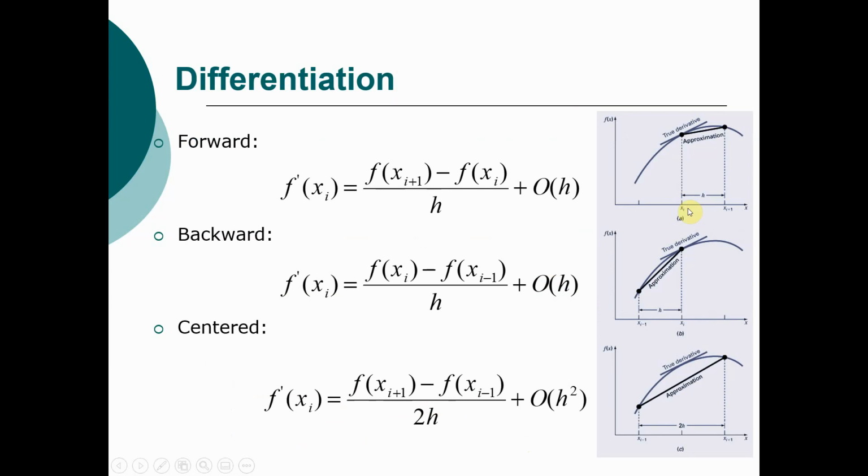So for the forward finite difference, if you want to find the derivative of f of x at xi, the true derivative would be the slope of this tangent line, right? But in the forward derivative, from xi, we go one step forward, right? So we have xi and xi plus 1, which are a distance h from each other, which ideally is very small, right?